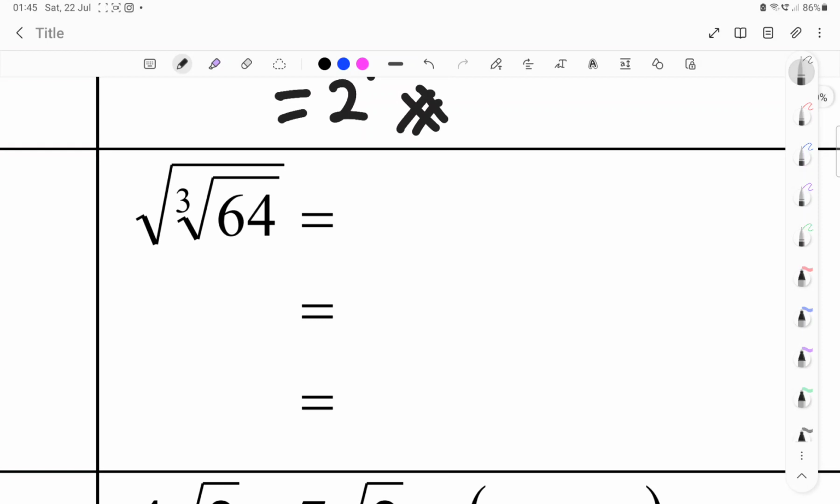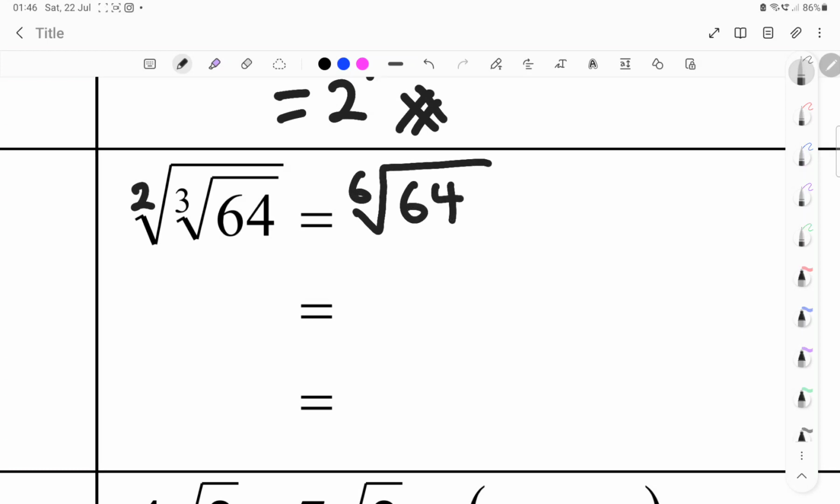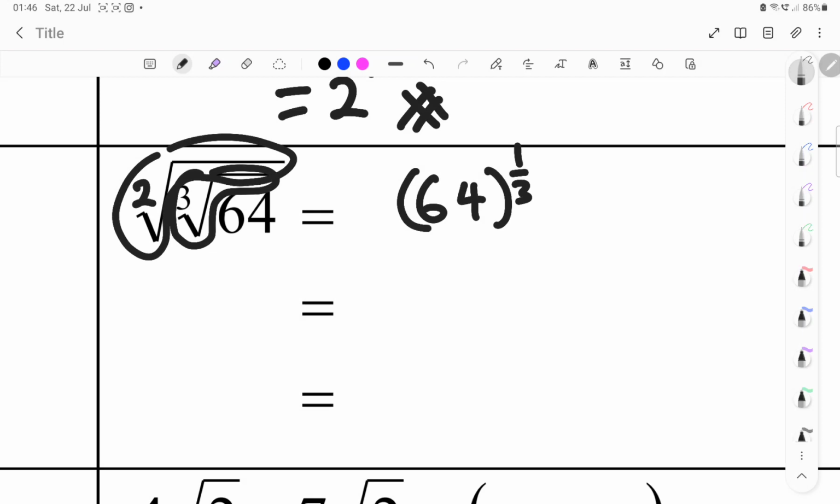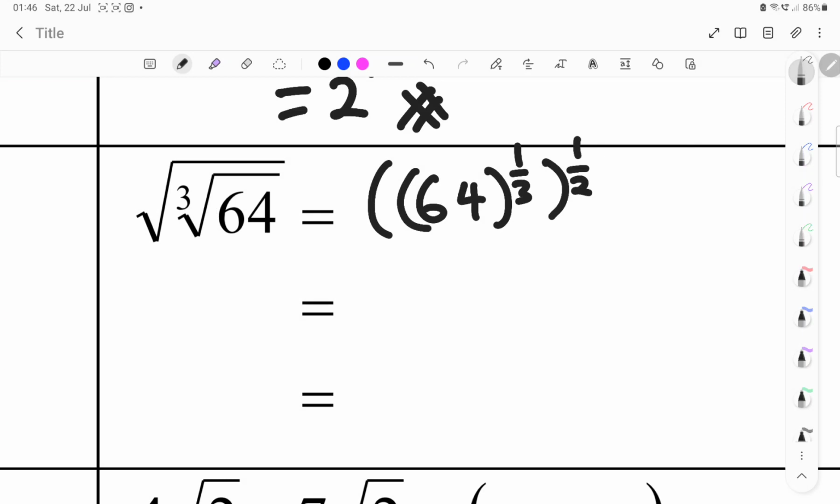What is this? We have 2 surds inside each other. The outside one is a square root, and the inside one is a cube root. So what can we do with this? It equals the 6th root of 64. How? Let me show you. Put 64 inside and then change the cube root into power 1 over 3. And the outside surd, we change it into power 1 over 2.